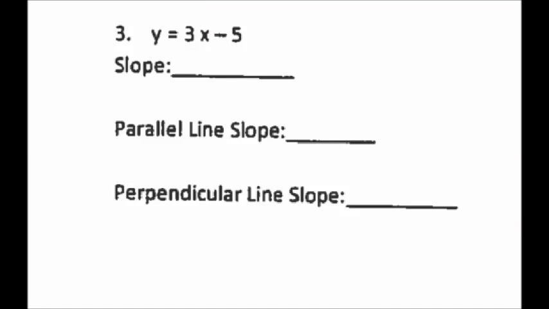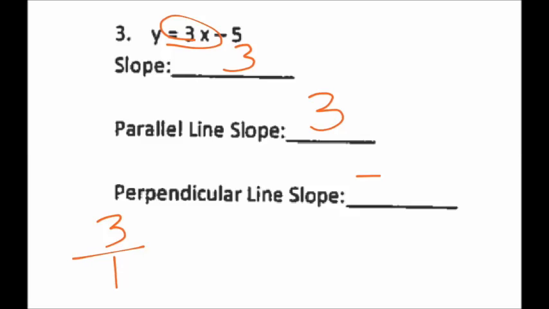y equals 3x minus 5. y is by itself. The number with x is your slope, so your slope is 3. A parallel line would also have a slope of 3. For a perpendicular line, you have to make 2 changes, so we know it's going to be negative. You've got to have it as a fraction before you can flip it, so you have to think of it as 3/1. When you flip it, it becomes 1/3.